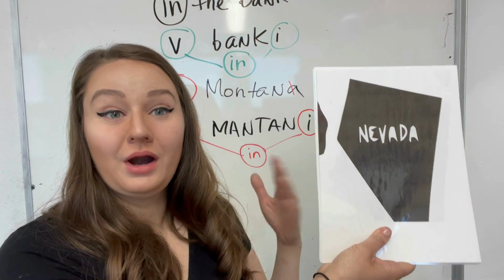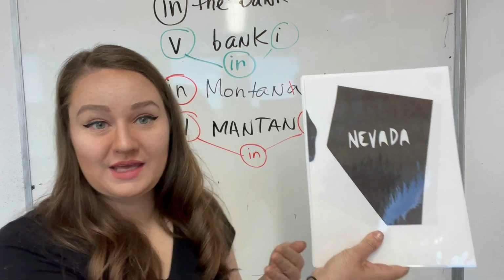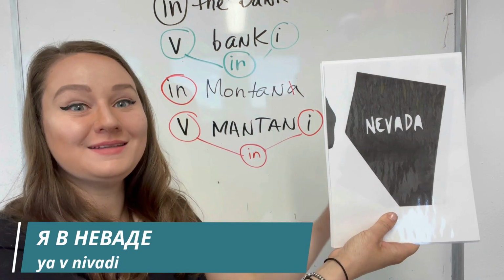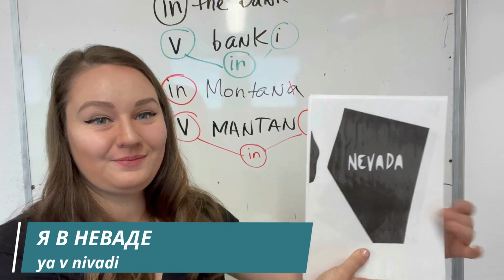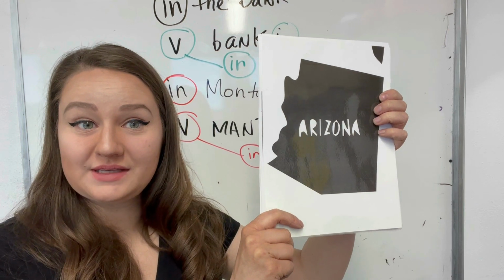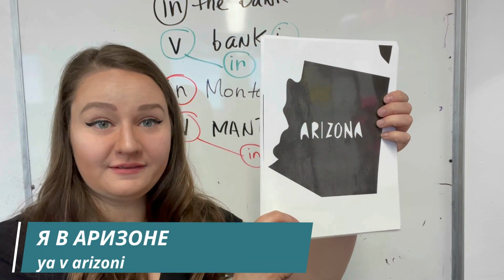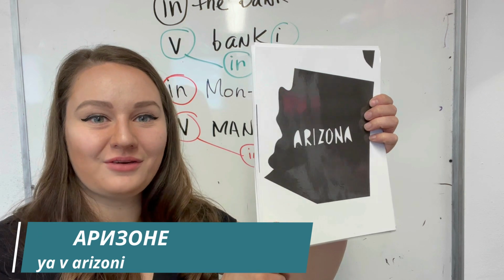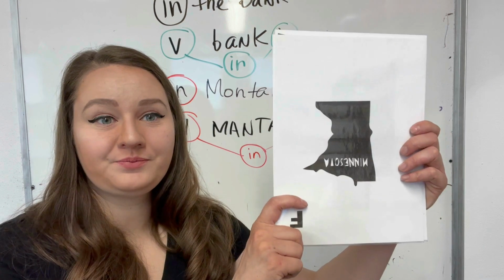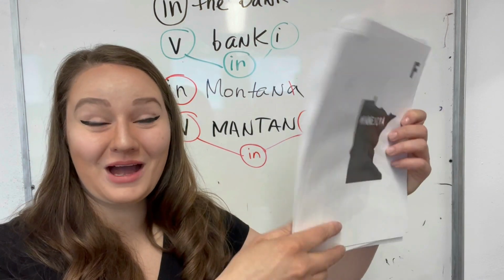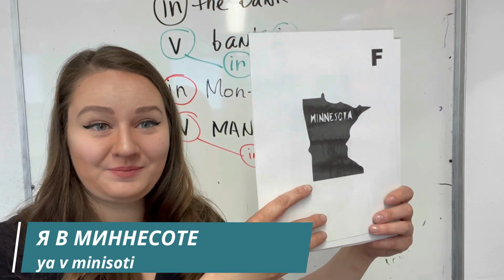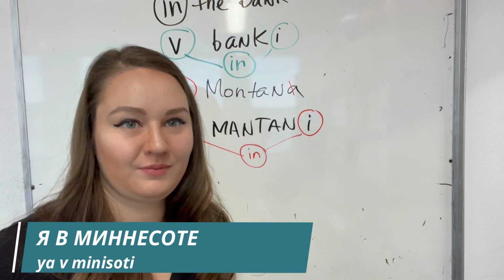For example, you are in Nevada. How would you say that? You would say Я в Неваде. Then if you are in Arizona, how would you say that? You would say Я в Аризоне. Next one is Minnesota. How do you say I am in Minnesota? Я в Миннесоте.